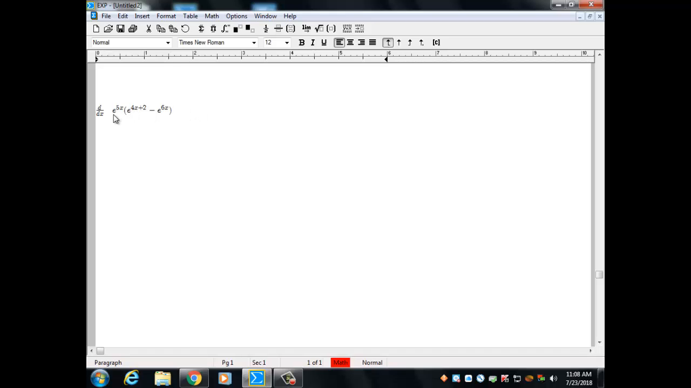So when you see a problem like this, you've got a couple thoughts. One is the product rule: derivative of the first piece times the second, plus the derivative of the second piece times the first. That would give you 5 e to the 5x times all this, and then the derivative of this piece would be 4 e to the 4x plus 2 minus 6 e to the 6x times that. Combine, bada bing, bada boom.